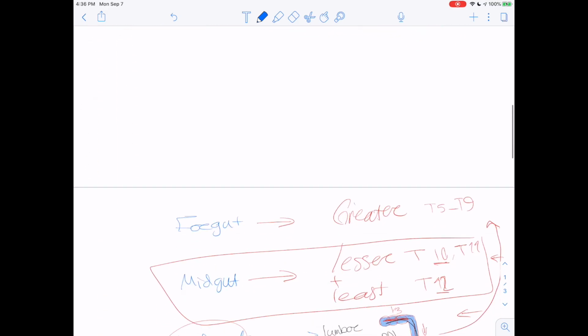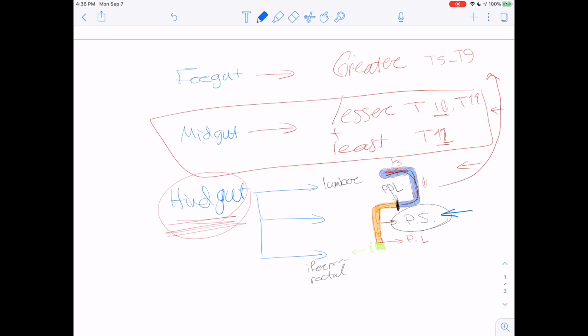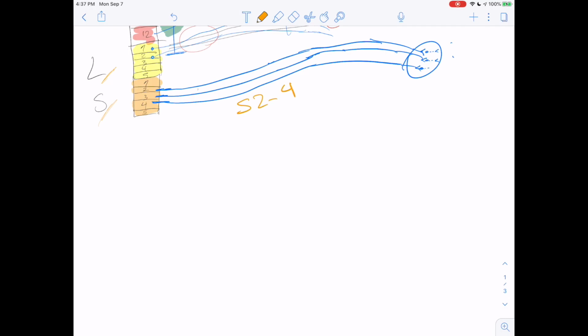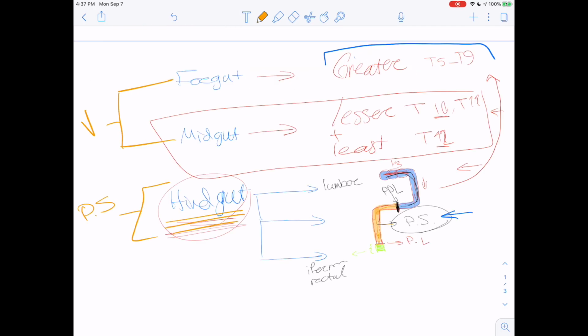Now, let's go back to here. Remember, these are sympathetic. Now, let's talk about parasympathetic. Foregut and midgut are innervated by the vagus, easy peasy. Hindgut is innervated by pelvic splanchnic, and it's 2, 3, 4. So the parasympathetic of the hindgut is pelvic splanchnic, 2, 3, 4.